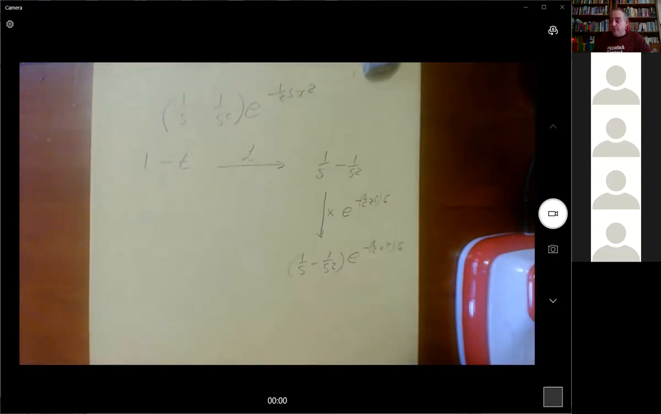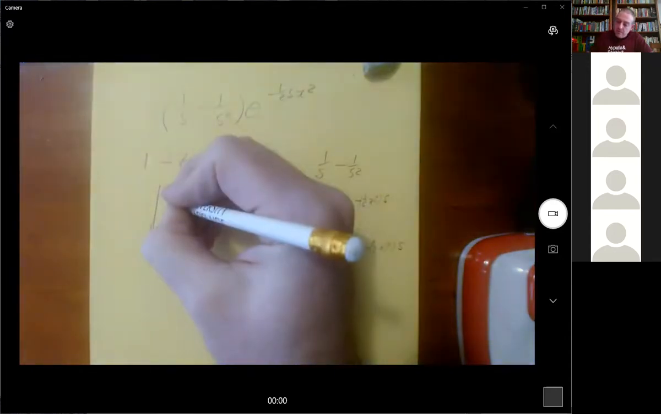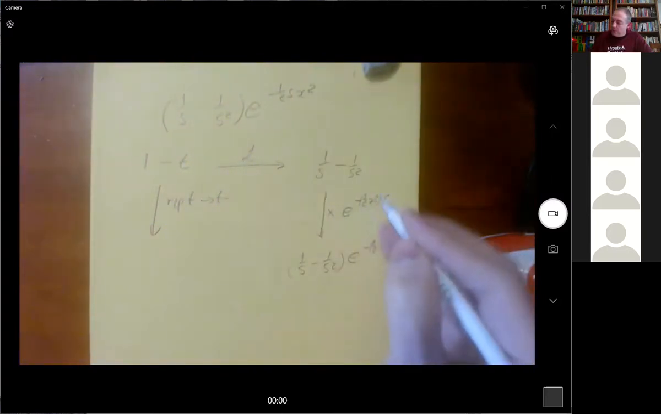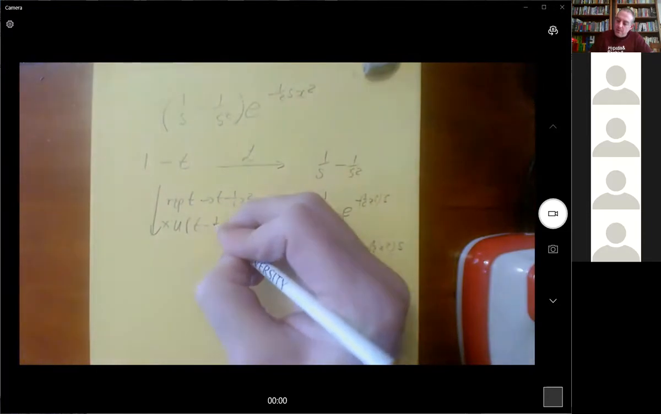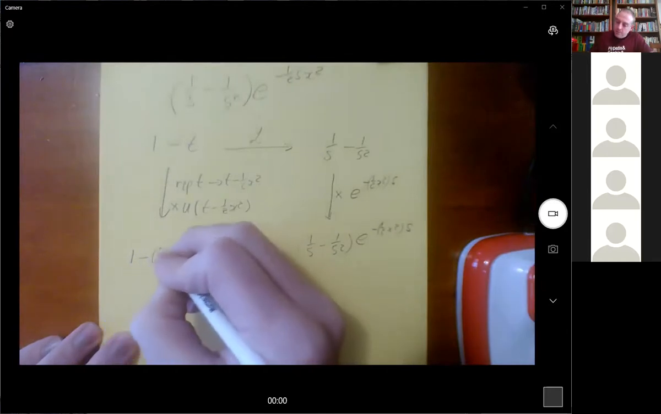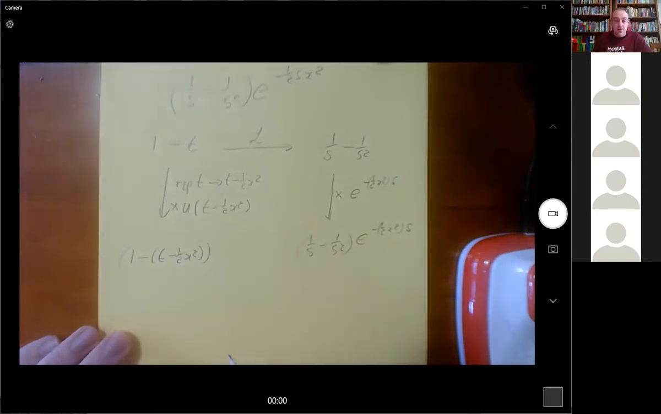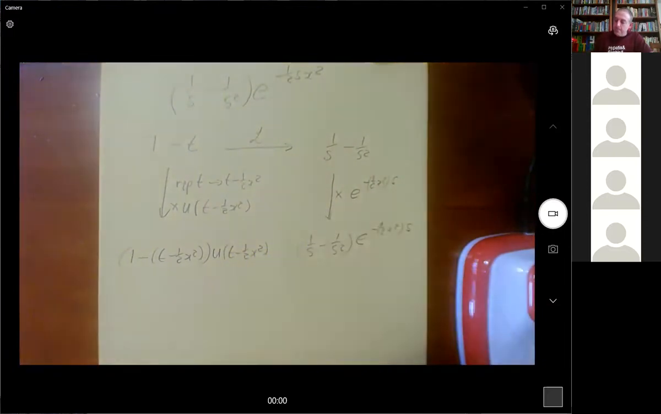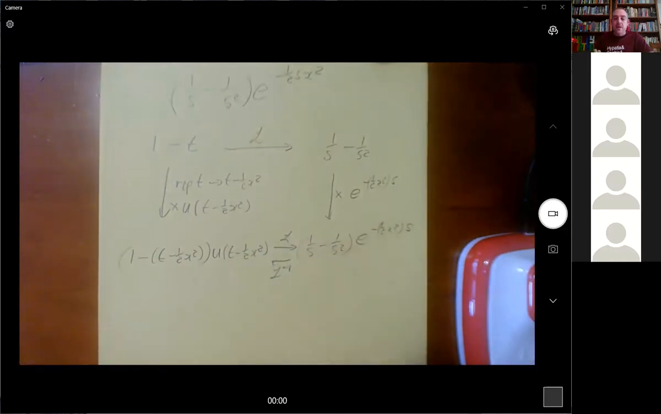And the shifting theorem says that multiplying by e to the minus something s over this side is the same as replacing t with t minus the thing, which was a half of x squared, and also timesing by u of t minus the thing. And so this will be 1 minus t minus the thing, because I replaced the t with t minus thing, also times by u of t minus the thing. And that's how I did that move.